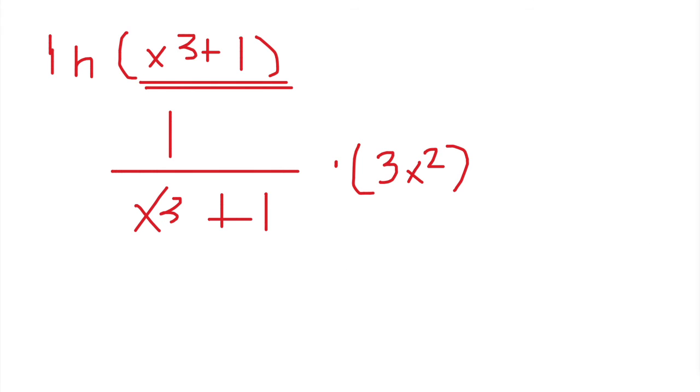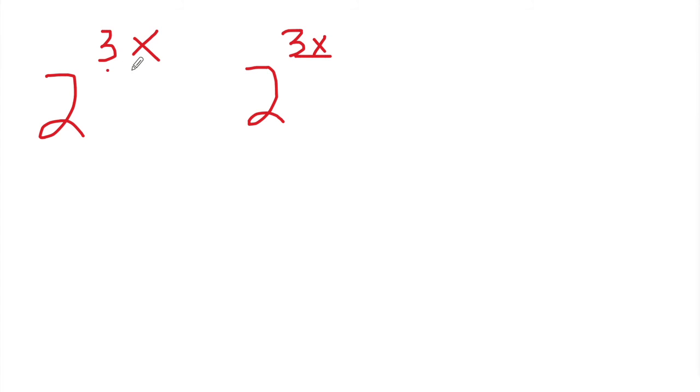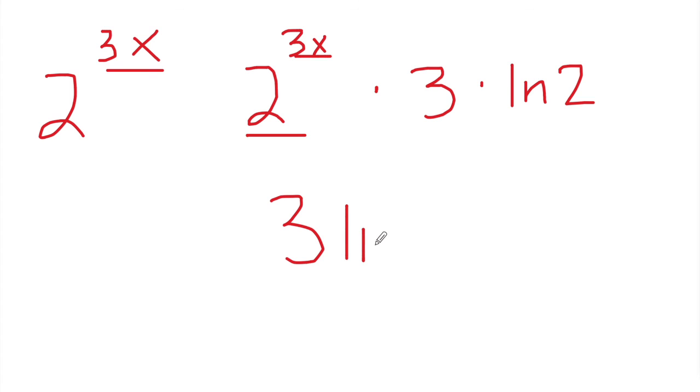Okay? The next one is 2 to the 3x. It asks you to find the derivative of this. Remember, you first leave it the same. Then you multiply by the derivative of this, which is 3. And then you also need to have an ln, so it'd be ln of this base 2. So the best way to write this is to write this first, so 3 ln 2, and then 2 to the 3x.